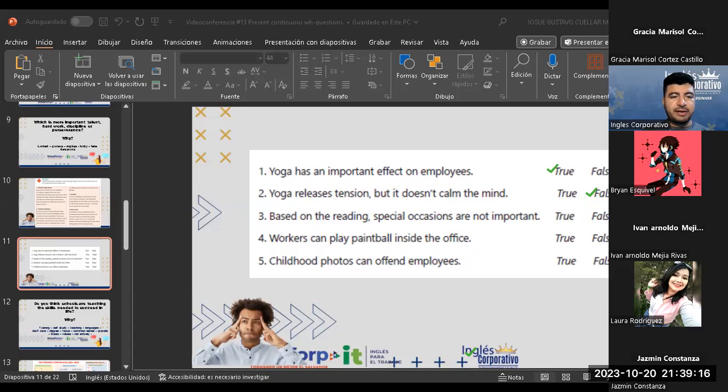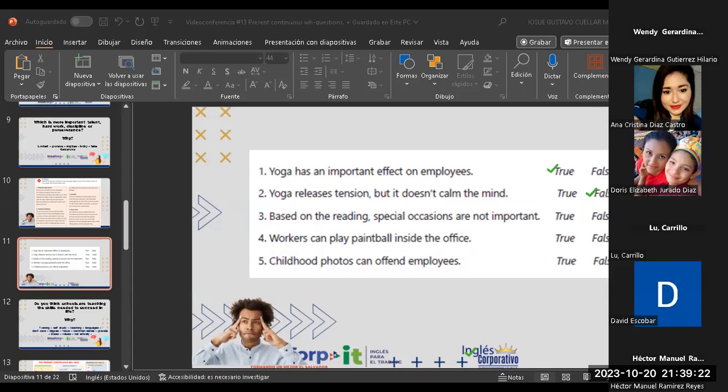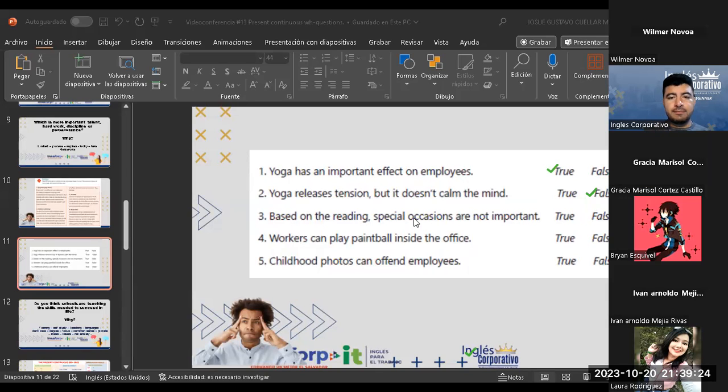Okay, maybe we can have Ricardo. Any idea? 3, 4, or 5. Based on the reading, basado en la lectura, las ocasiones especiales no son importantes. What do you think? Yes.